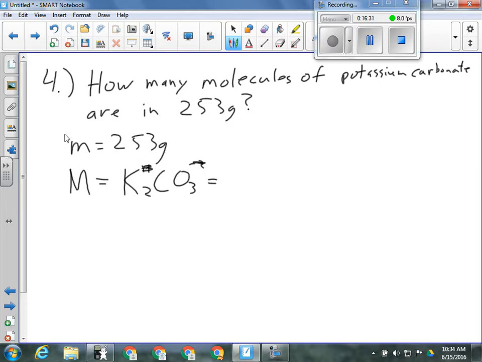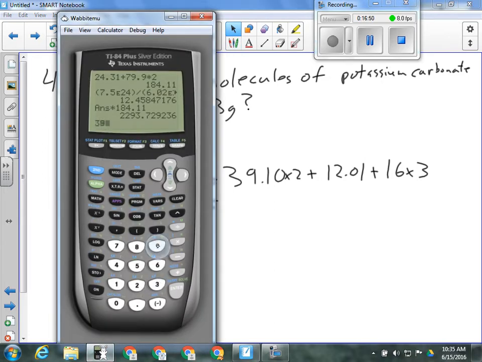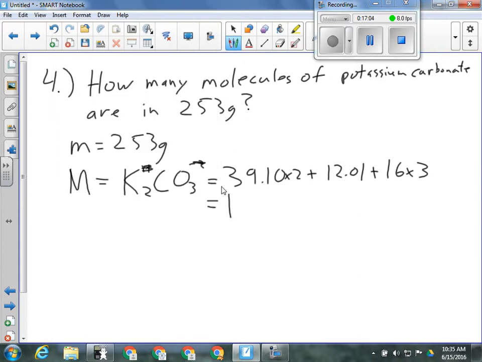All right, so potassium is 39.10, and there's 2 of those, plus 1 carbon, 12.01, plus 3 oxygens. Times 2 plus 12.01 plus 48. Okay, 138.21 grams per mole is our molar mass.